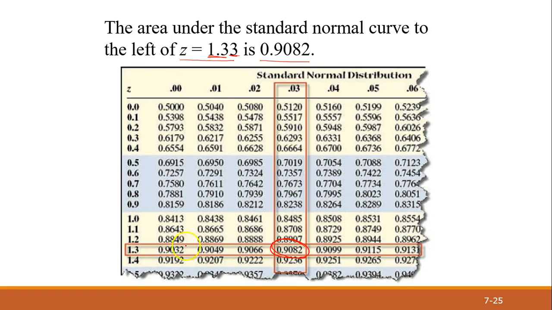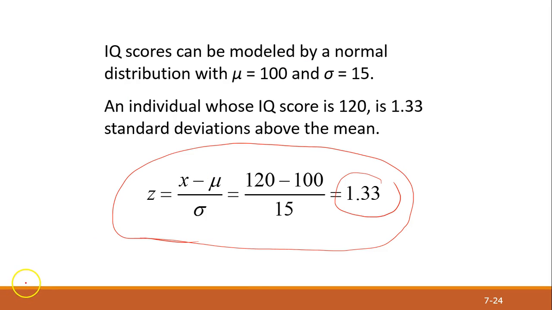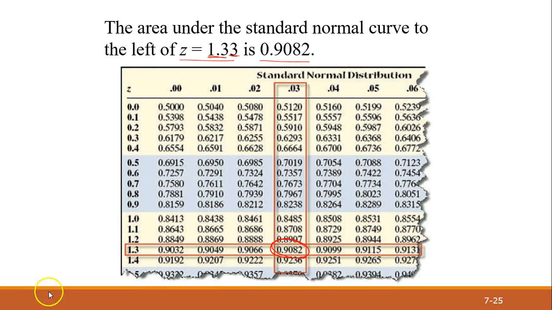And that right there is our probability of a person who has an IQ of 120. According to this, 0.9082, so there are several people in the population that actually have that same IQ. All right, so let's take a look at another example.